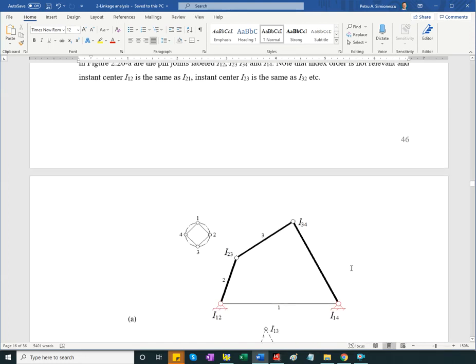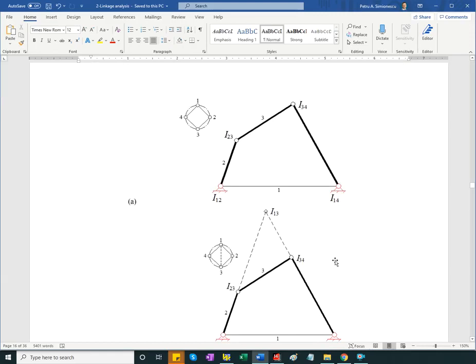First example to consider is that of a 4-bar linkage. So we have 4 bodies. 4 bodies means that we have 6 instance centers in total, and of these instance centers, 4 are readily available, or obvious instance centers, and those are the centers of the pin joints.